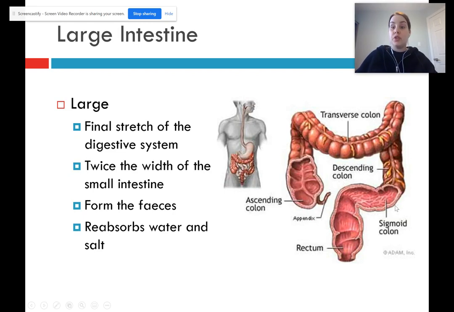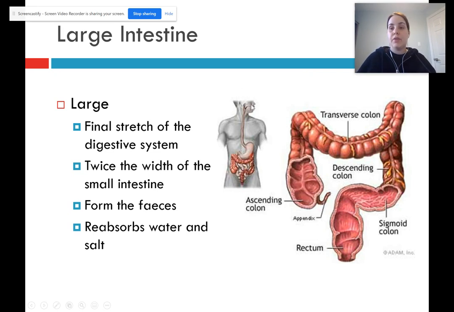Now, the last stretch of your digestive system is your large intestine, okay? So this is actually where your feces is formed. It's about twice the width, so twice as thick as the small intestine. And the big job of your large intestine is to reabsorb water, so take all of the extra water out of your food that we can use, and also salts and minerals out of your food, okay? So you can see all the small intestine here, it kind of goes up, across, and down to where it can then be excreted, okay?